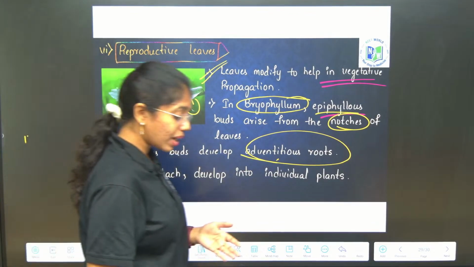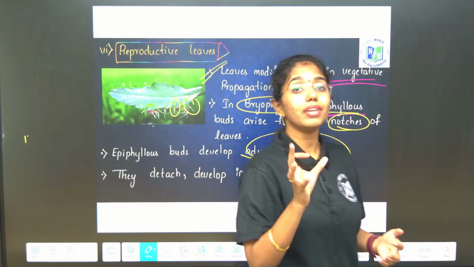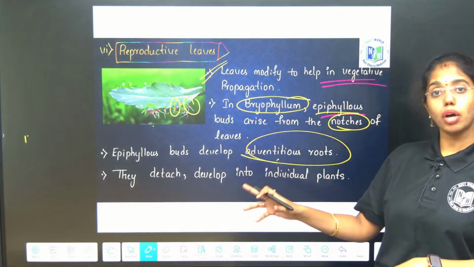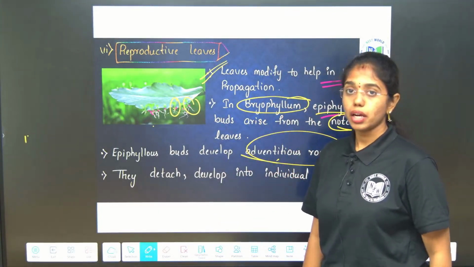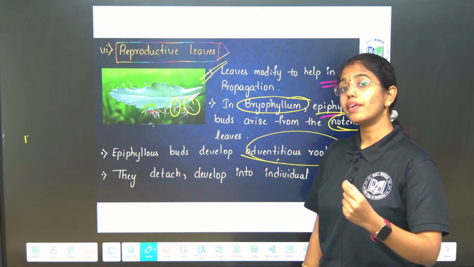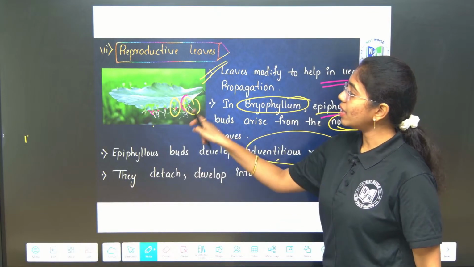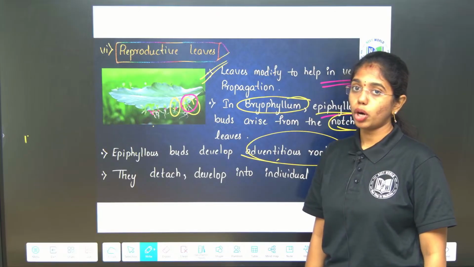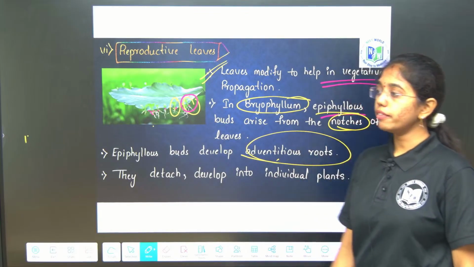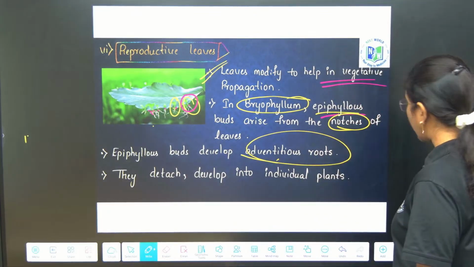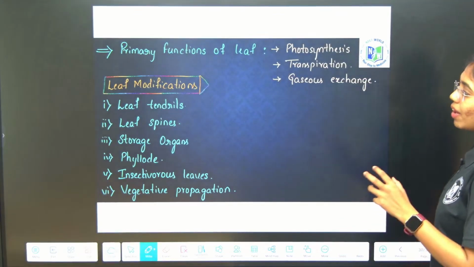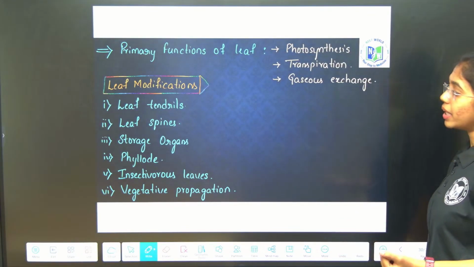What type of buds are arising in bryophyllum? Epiphyllous buds. In what regions of the leaf? Notches of the leaves. Clear? These epiphyllous buds will develop adventitious roots, and they will detach from the parent plant body. This is the reproductive leaf modification. And at last, once we will recall the examples completely.